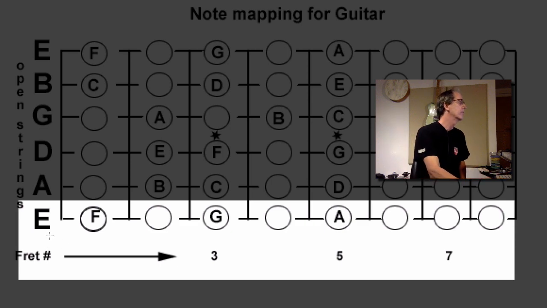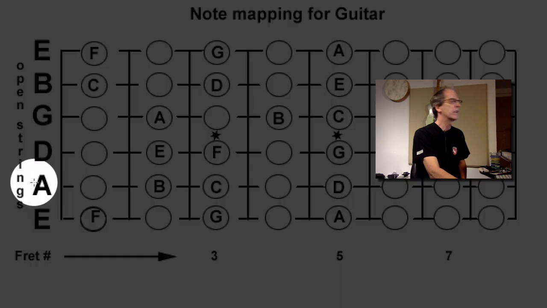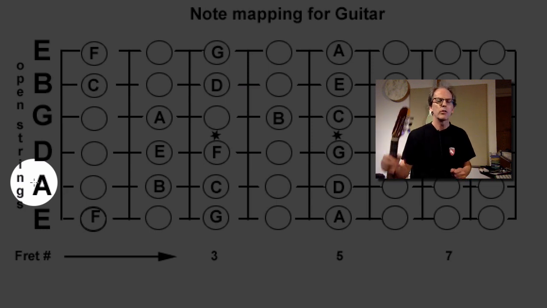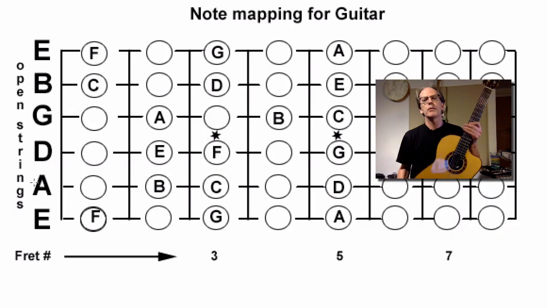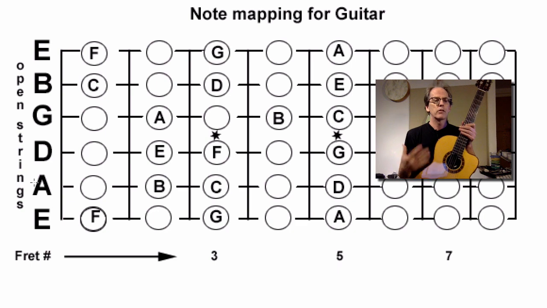So therefore, if the 6th string open is E, moving up 1 fret to the 1st fret is F, to G is a whole step, to A is a whole step. Notice this A at the 5th fret. That happens to be the same A as the next string open, the 5th string open. In music, that is called a unison. So for example, if you have 2 people standing next to each other singing the exact same note, they are singing in unison.